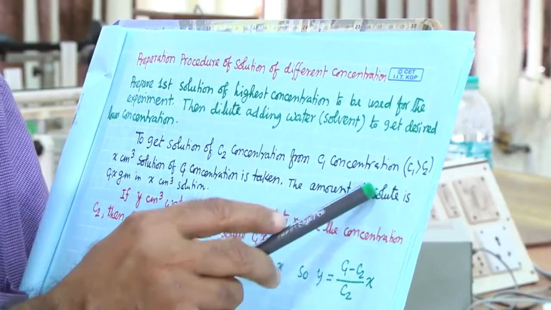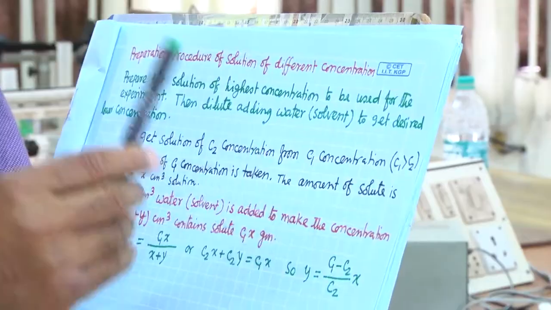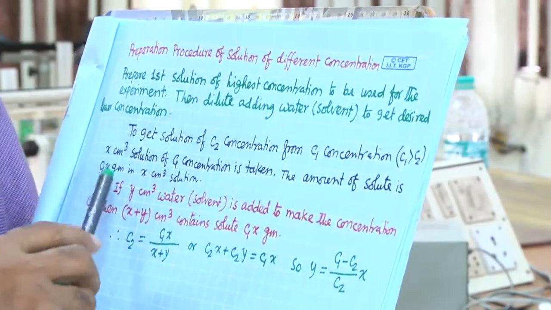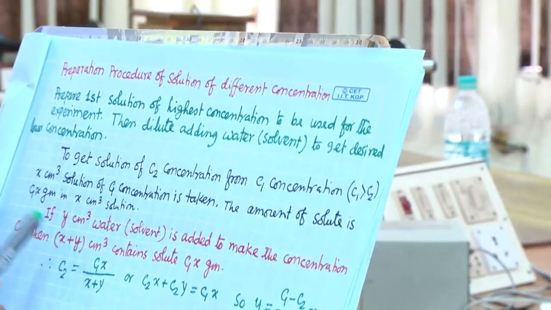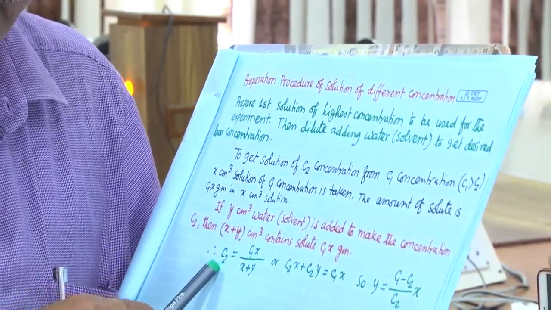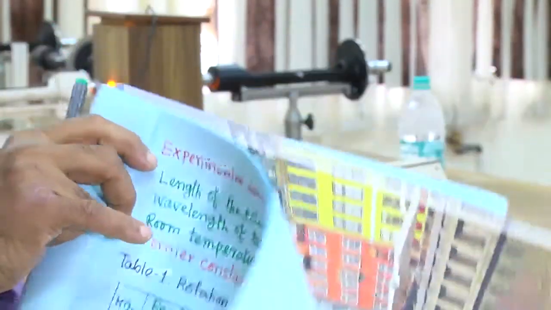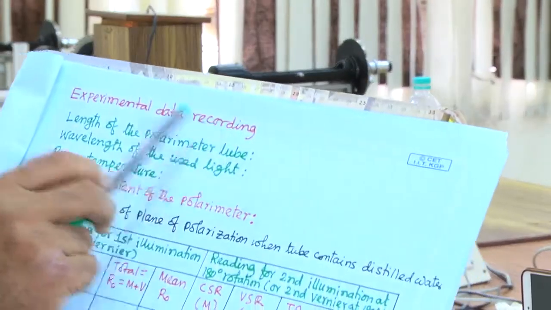So you will find out the theta for that unknown solution, and knowing the theta, you can find out the concentration from the graph, or calculate it using the experimental value of specific rotation. Okay. So, here is the experimental data recording.